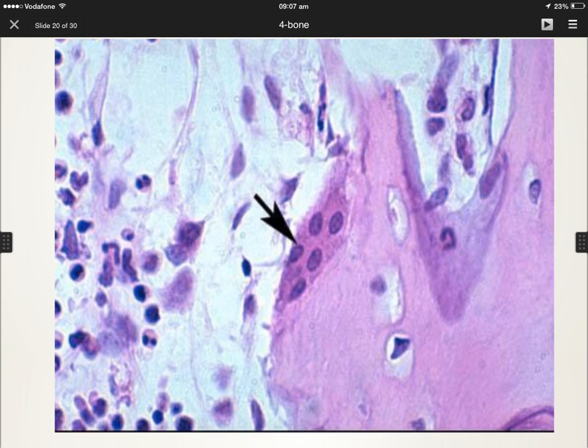This is another picture also demonstrating the osteoclast. Acidophilic cytoplasm due to the presence of a huge amount of lysosomes, membranous organelle, and we have multiple nuclei, and they are related to the surface of the bone in the bone marrow cavity. Here we have the osteocyte inside the bony trabeculae, and we have here the bone marrow cells.